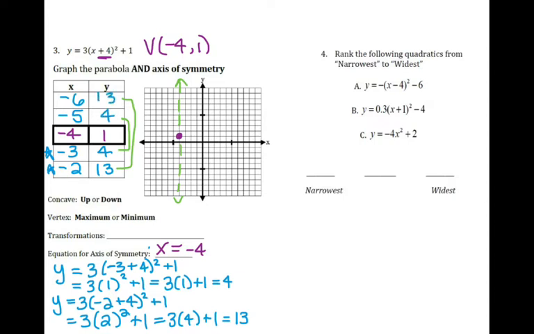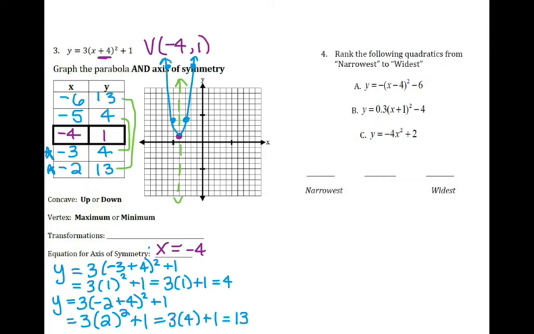So let's go ahead and plot. So let's see, negative 3, 4 on the other side as well. And negative 2, 13 is going to be somewhere up here. And negative 6, 13 also somewhere off the graph. And there is my parabola.